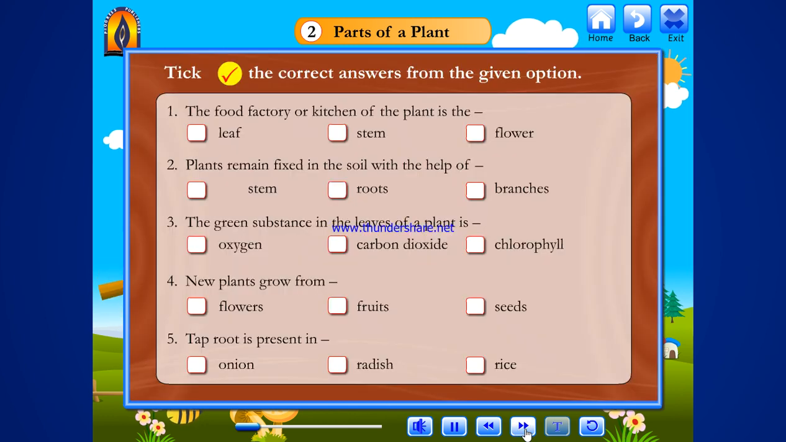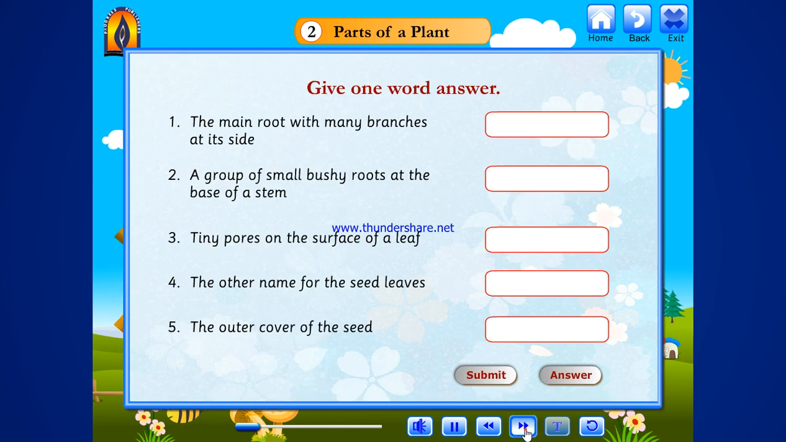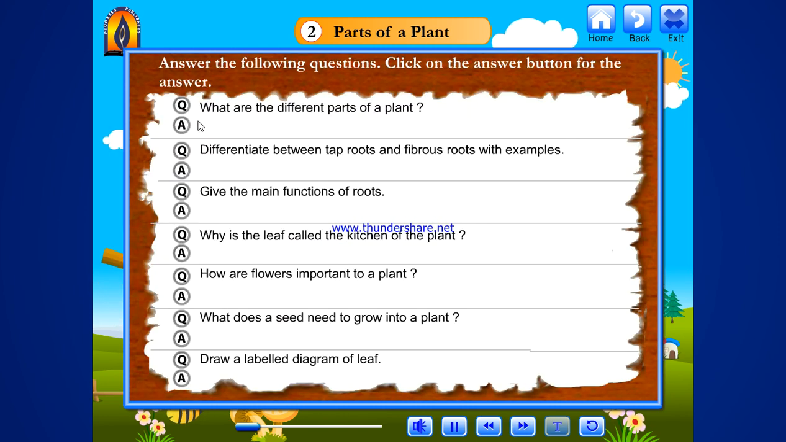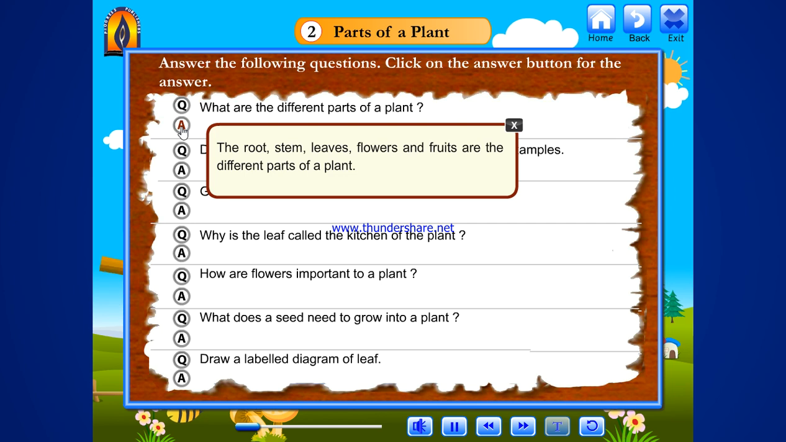Drag. Take the correct name. Give one. Answer the following questions. Click on the answer button for the answer. The root, stem, leaves, flowers.